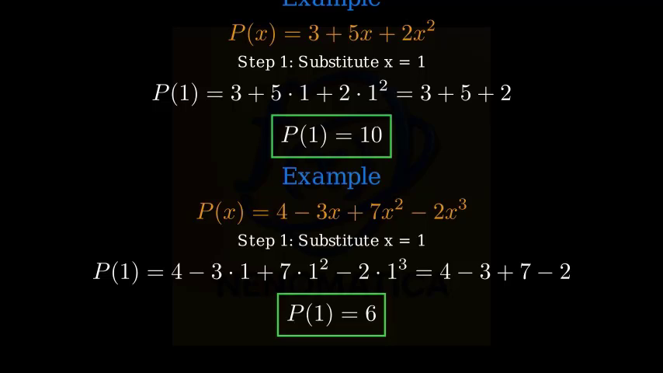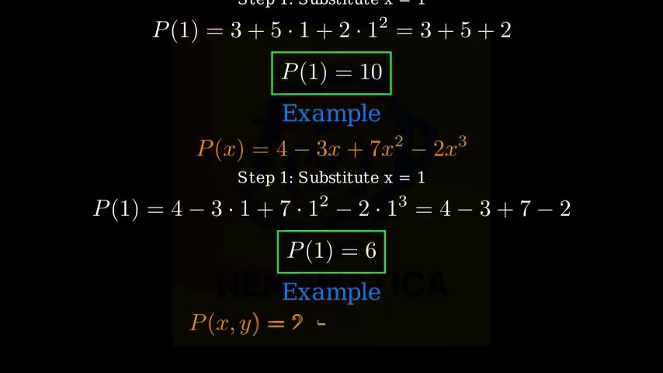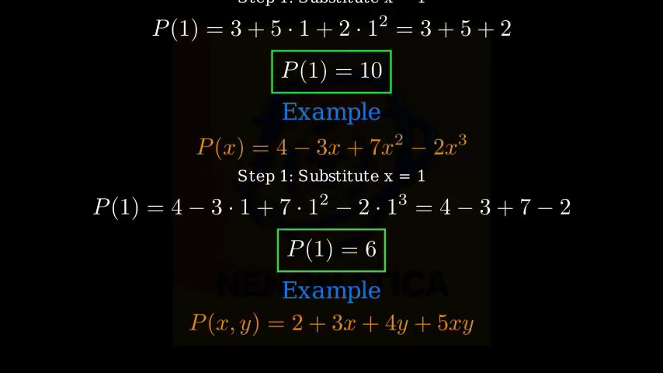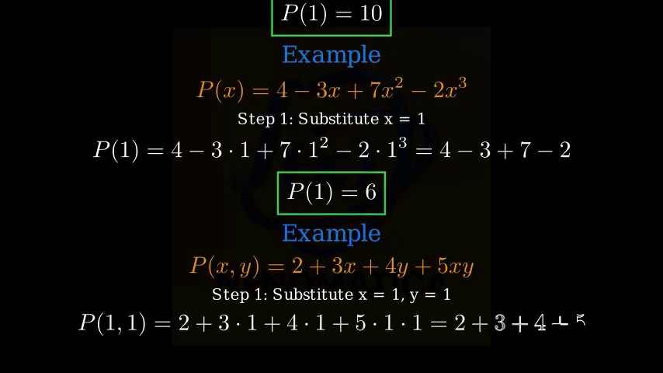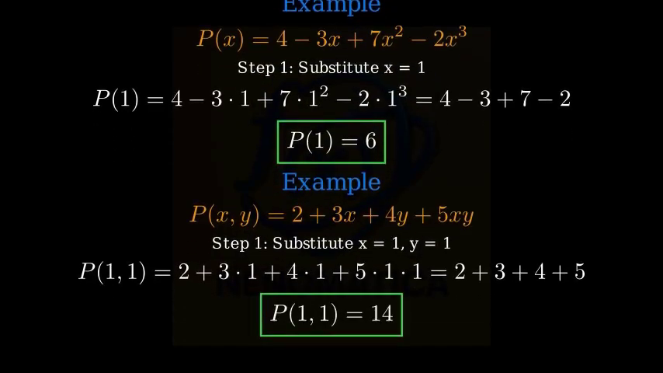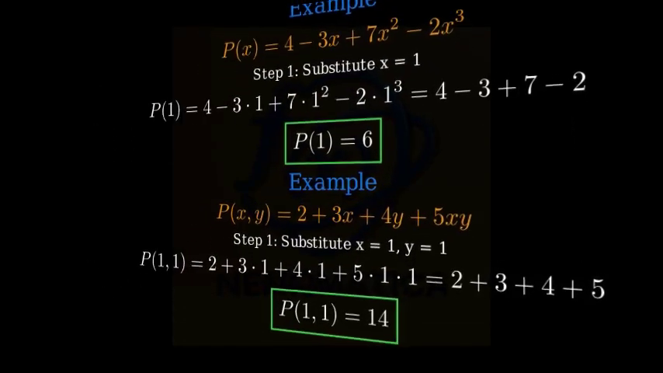Now, let's look at a multivariate polynomial example. Consider the polynomial p of x, y equals 2 plus 3x plus 4y plus 5xy. To find the sum of coefficients, we evaluate p at x equals 1 and y equals 1. P of 1, 1 equals 2 plus 3 times 1 plus 4 times 1 plus 5 times 1 times 1, which equals 2 plus 3 plus 4 plus 5, giving us 14. So the sum of coefficients in this multivariate polynomial is 14.